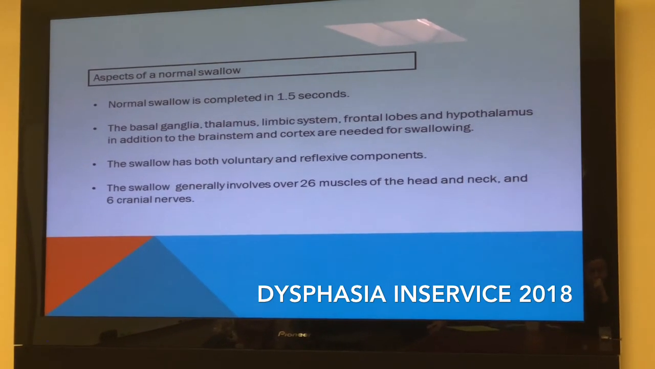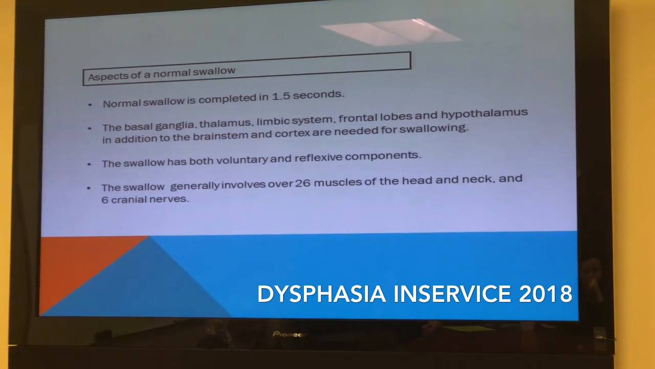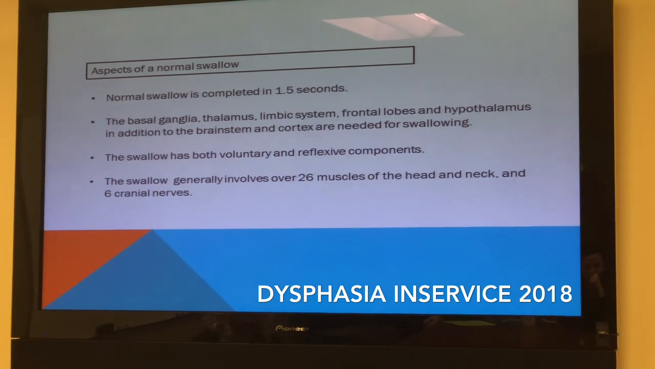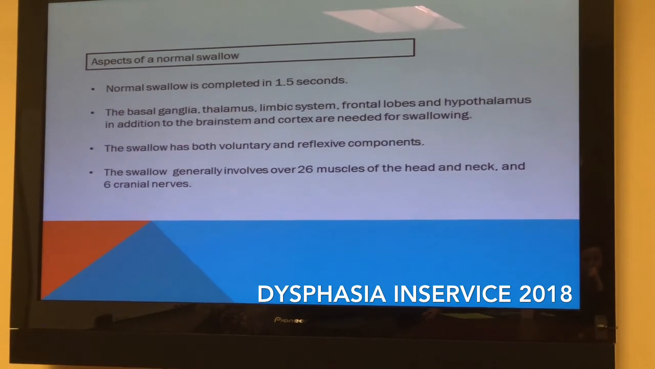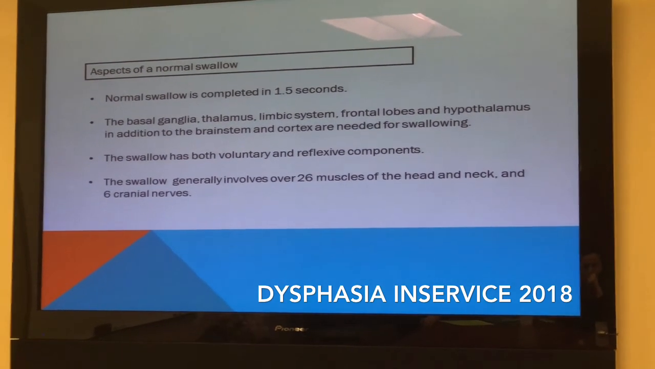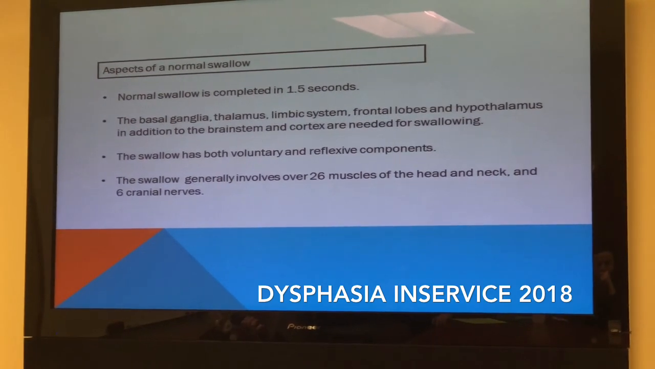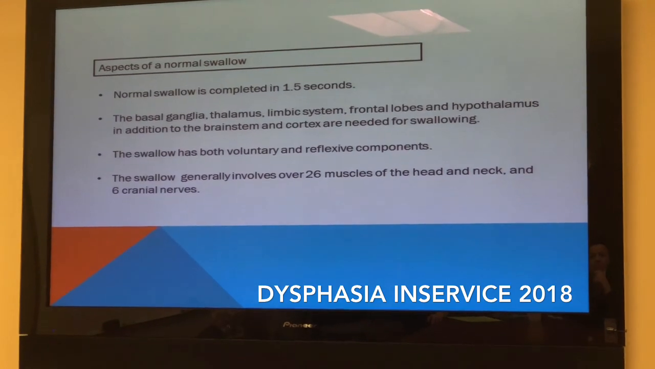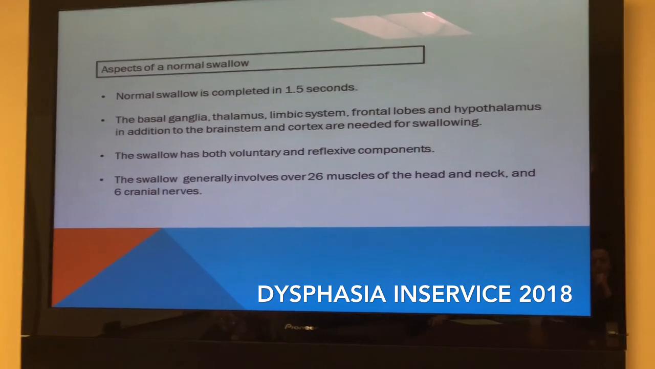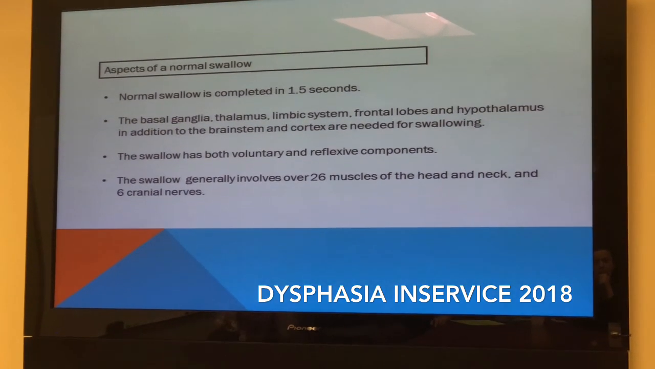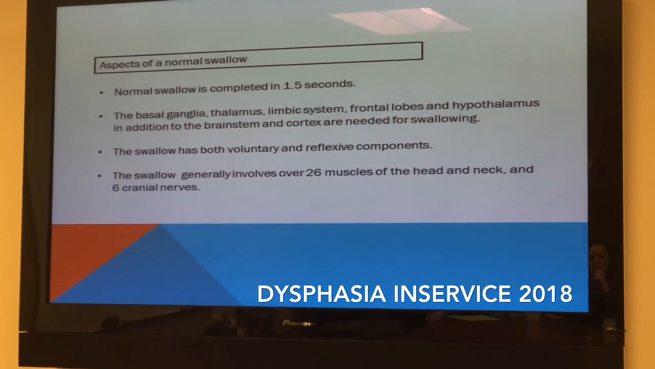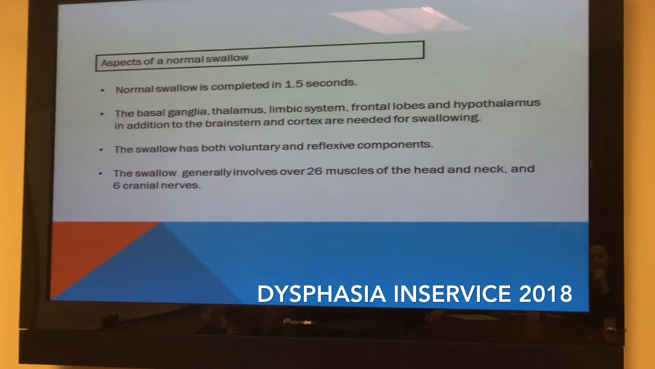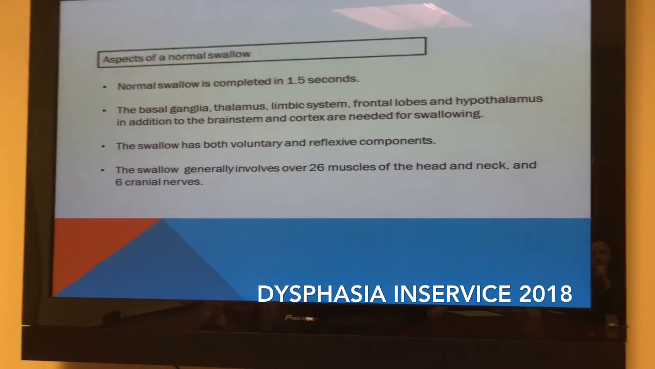The swallow has voluntary and reflexive components. And that's important to know because sometimes I have patients who cannot follow commands, but they can swallow at the reflexive level. So sometimes when the bolus goes over the base of the tongue, it'll trigger that swallow at a reflexive level. So you can't always tell. The swallow generally involves over 26 muscles of the head and neck and involves 6 cranial nerves.